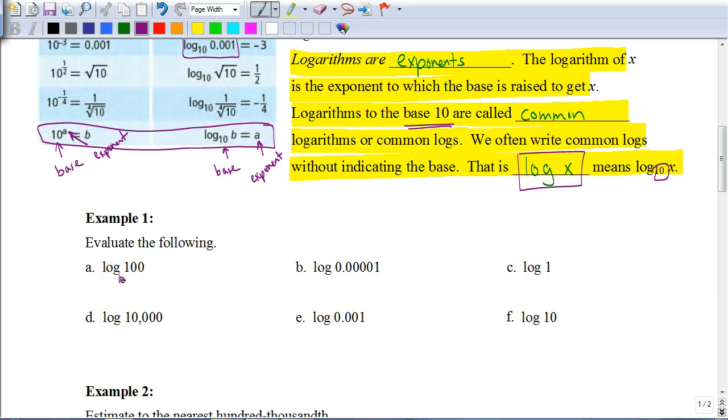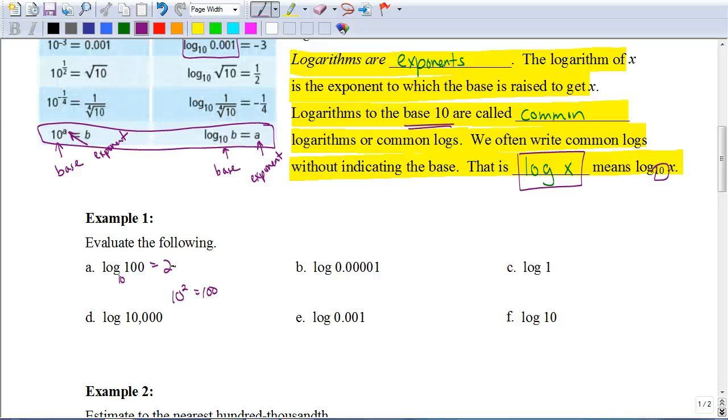In other words, I'm trying to figure out 10 to what exponent would give me 100. Well, you might know that 10 squared would give me 100, so that means log base 10 of 100, or log of 100, is equal to 2. Because remember, taking the logarithm of a number finds our exponent. So our exponent would equal 2 here. Log base 10 of 100 would equal 2.